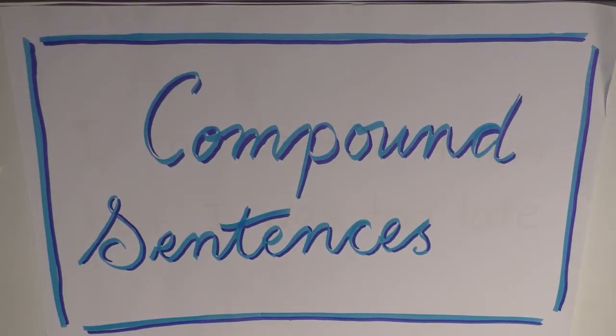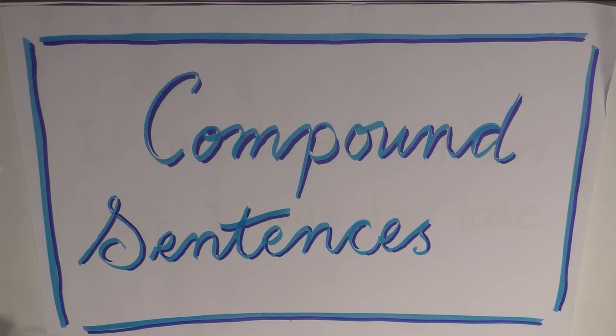This is episode 38, compound sentences. Now last episode we looked at the simple sentence and identified that it was made up of one clause. And we can identify a clause because it has a verb or verb phrase and a subject within it. Not within the verb phrase, but within the clause.